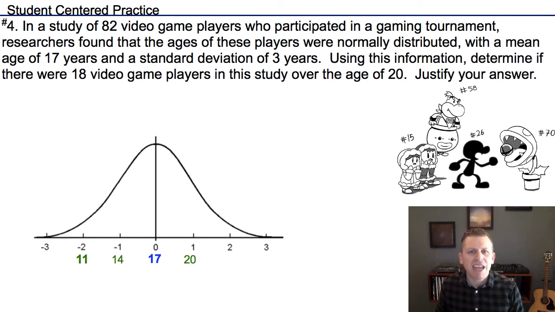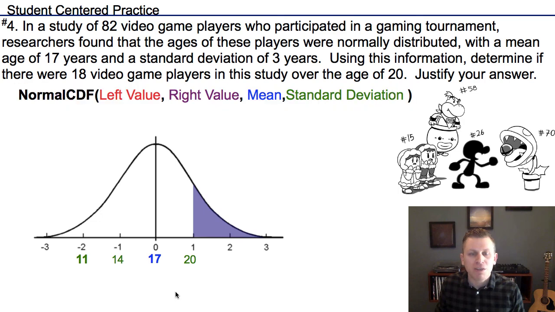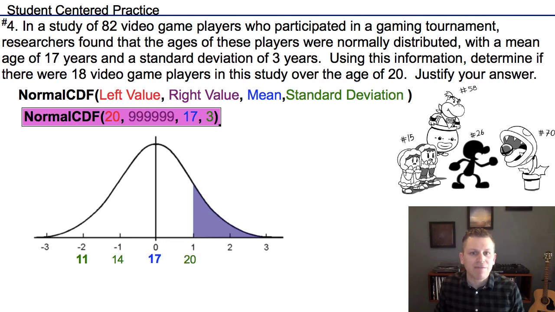Here I want to know if there was 18 video game players in the study over the age of 20. So let's find the percentage of video game players over the age of 20. That would be this region here. Bring up your Normalcdf function. My leftmost value is 20. That's as young as we want to analyze a player here. The right value we don't know. When we don't know a right value, we always fill in 999,999. The mean is 17 with a standard deviation of 3.